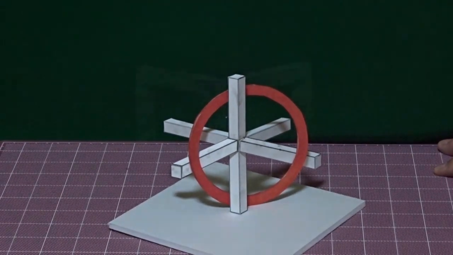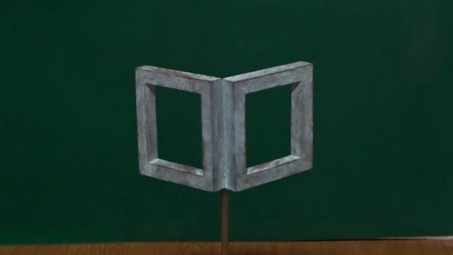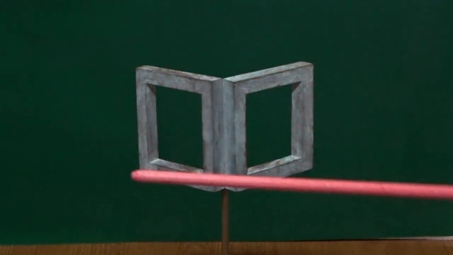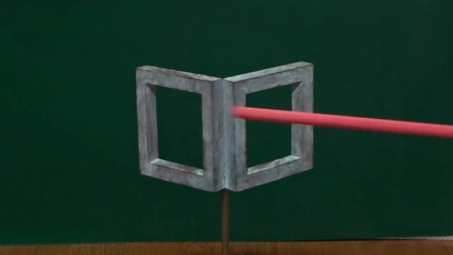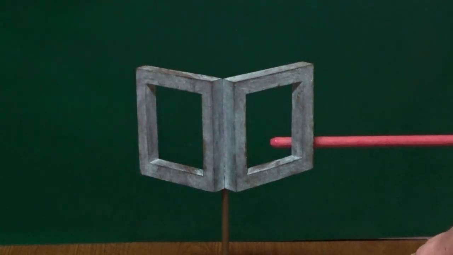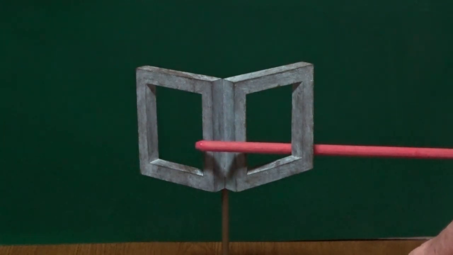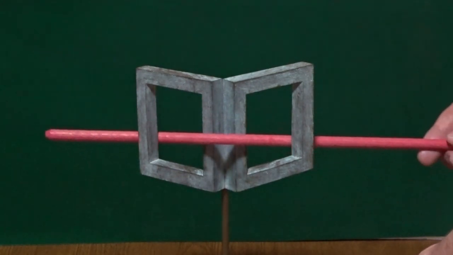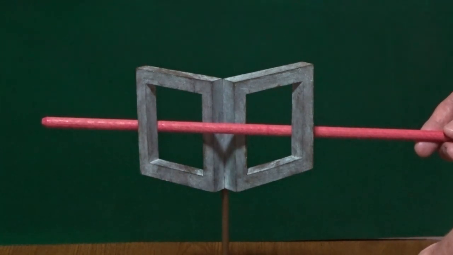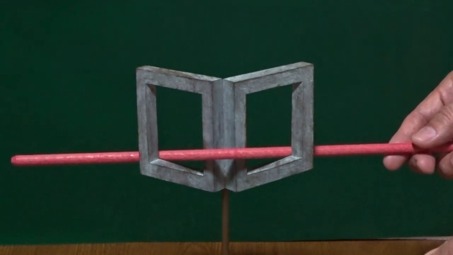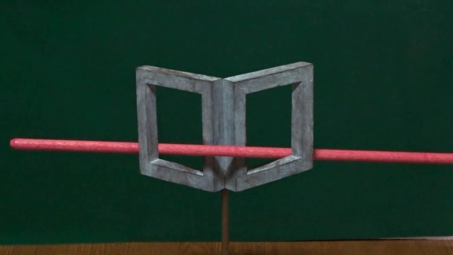Next example, we have two windows extended in both directions. It looks like an ordinary object. We will insert a bar. This lead bar is straight and hard, but it can penetrate the two windows in this orientation. We feel that it looks impossible. This is another example of impossible motion.